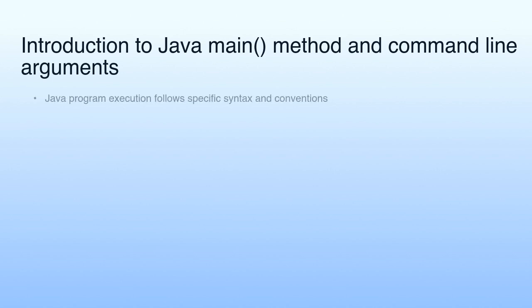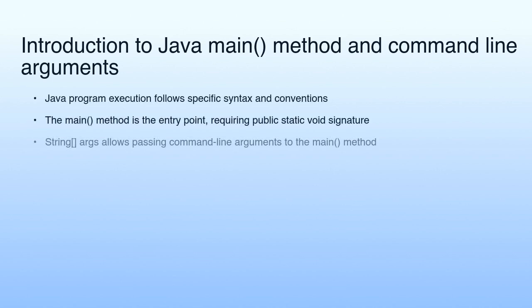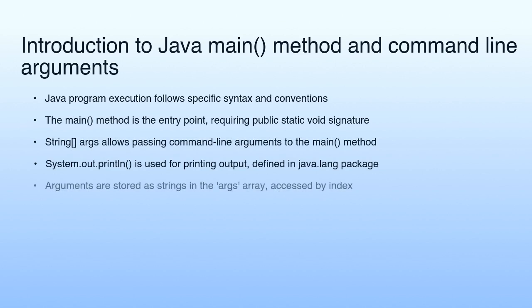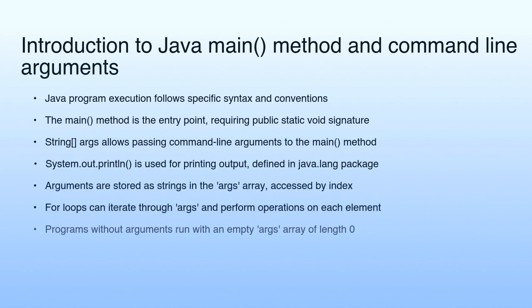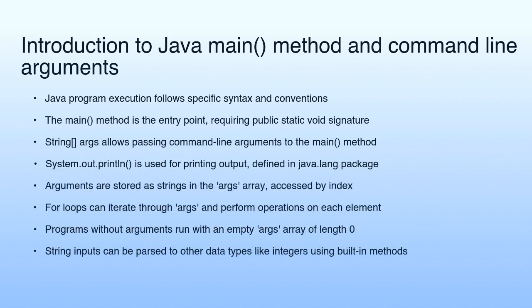Java program execution follows a specific syntax, with the main method serving as the entry point, requiring the public static void signature. The String args parameter allows passing command line arguments to the main method, which are stored as strings in the args array and can be accessed by index.